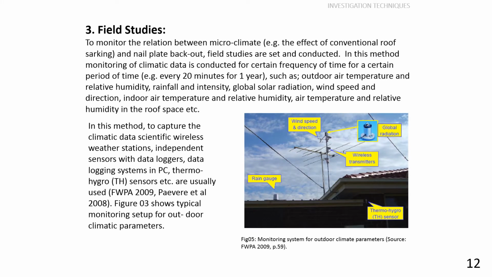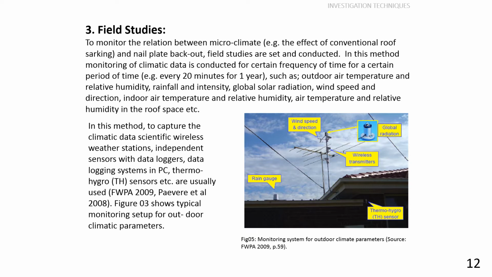To monitor the relation between microclimate, for example, the effect of conventional roof ceiling, and the nail plate backout, field tests are set and conducted. In this method, monitoring of climatic data is conducted in certain frequency of time for a certain period of time. For example, data is collected every 20 minutes for 1 year. Here the significant variables are outer air temperature and relative humidity, rainfall intensity, global solar radiation, wind speed and direction, indoor air temperature and relative humidity, air temperature and relative humidity in the roof space, etc.